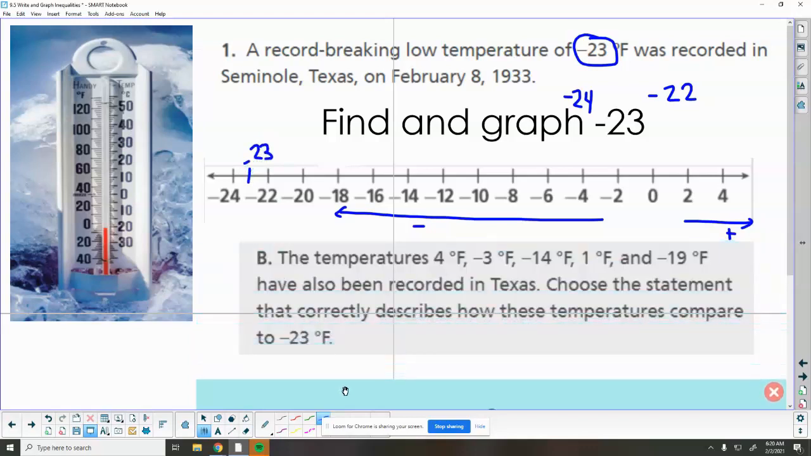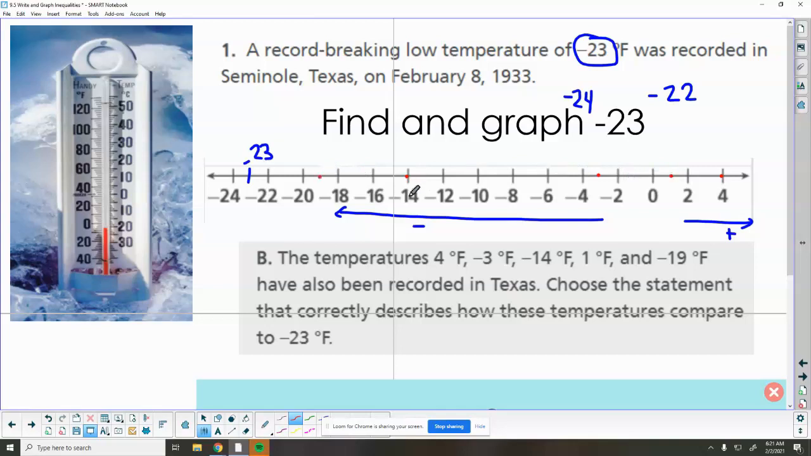So in Texas, there were also temperatures of 4, negative 3, negative 14, 1, and negative 19. So let's compare where those are. So here we have positive 4, negative 3, negative 14, positive 1, and all the way down here, negative 19.